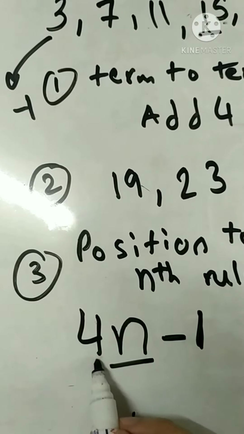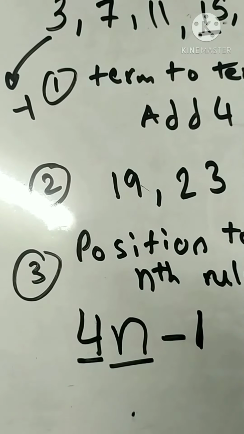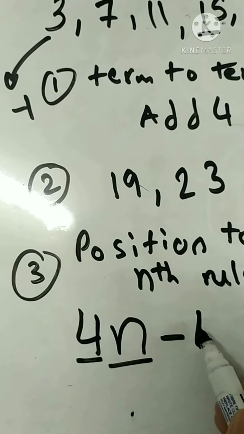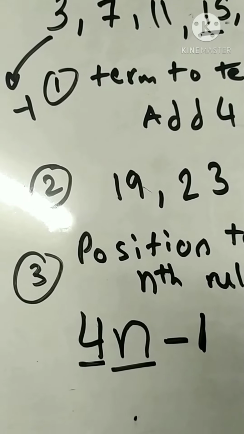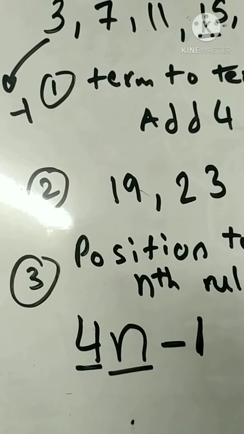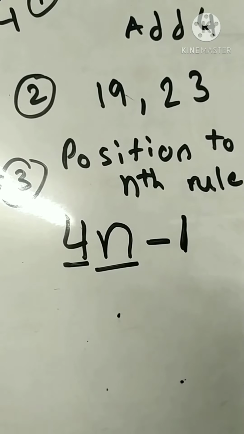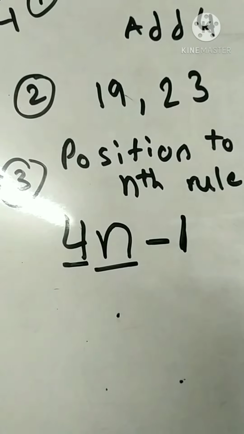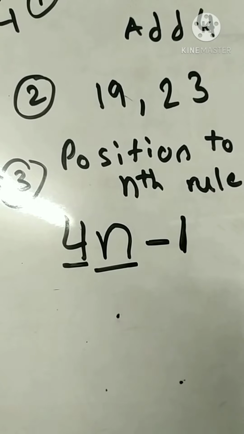So from where did we get this number 4? It's 4 because we are adding 4 each time here. Okay? And from where do we get this number, negative 1? We get it because if there is a term before 3, this term is going to be negative 1. So it's 4n minus 1. This is the nth rule. This is the position to term rule for this sequence. This is the nth term expression for this sequence.